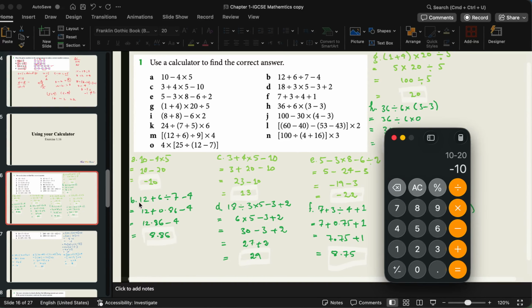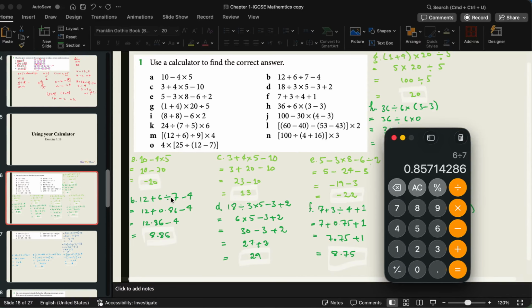The second expression is 12 plus 6 divided by 7 minus 4. In this expression we have division as well. Division comes first before the addition and subtraction. So we do the division first. 6 divided by 7 equals 0.857. If we round it off to 2 decimal places, it will become 0.86, because this digit, 7, is greater than 5. That's why I have mentioned it in here as 0.86.